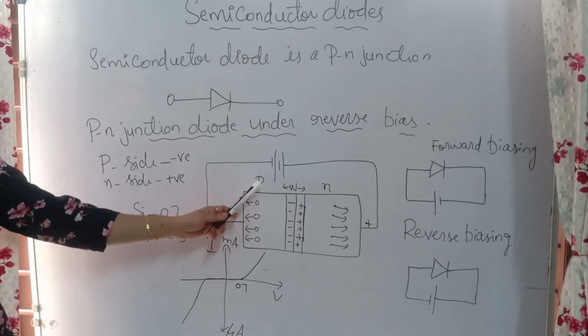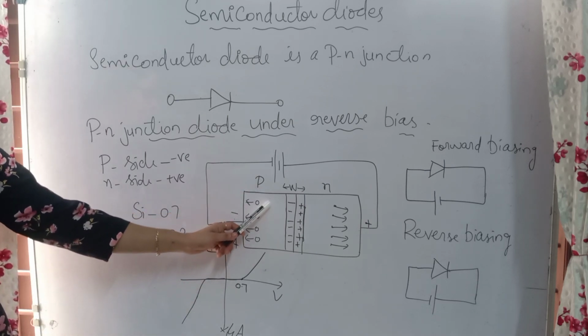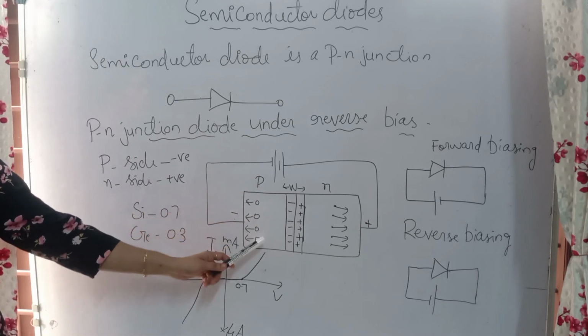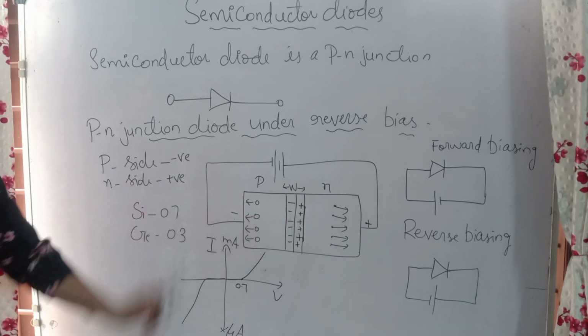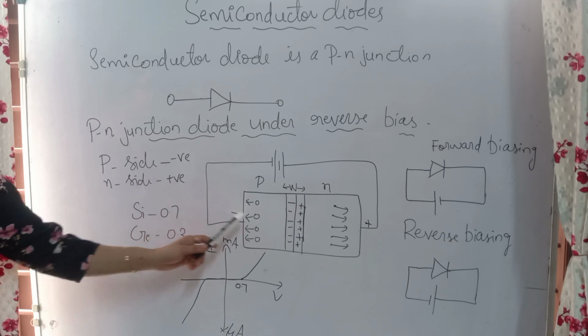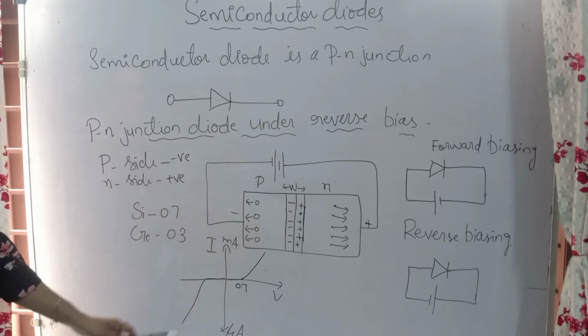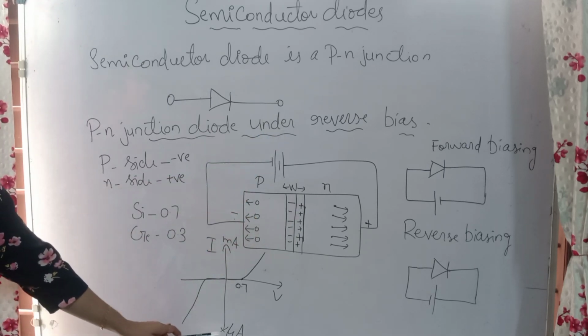So we know that on the P side, electrons are the minority charge carriers, right? They will cross the barrier, and a small current will be formed due to reverse biasing. That will be in the range of microamperes.